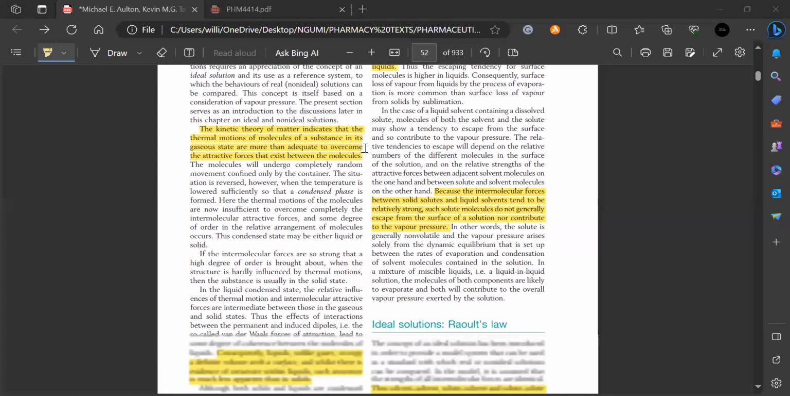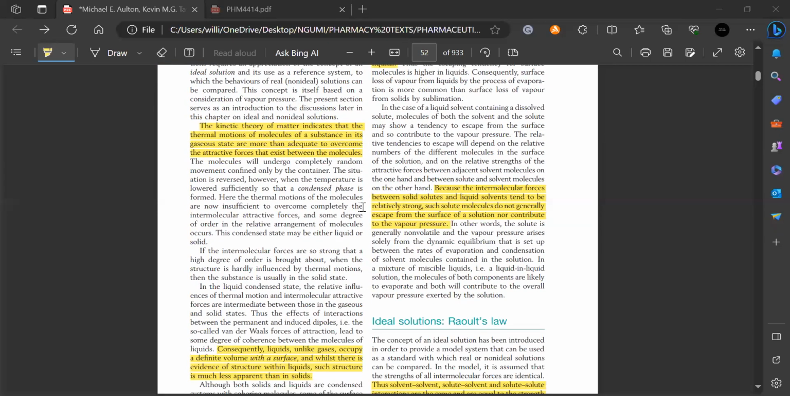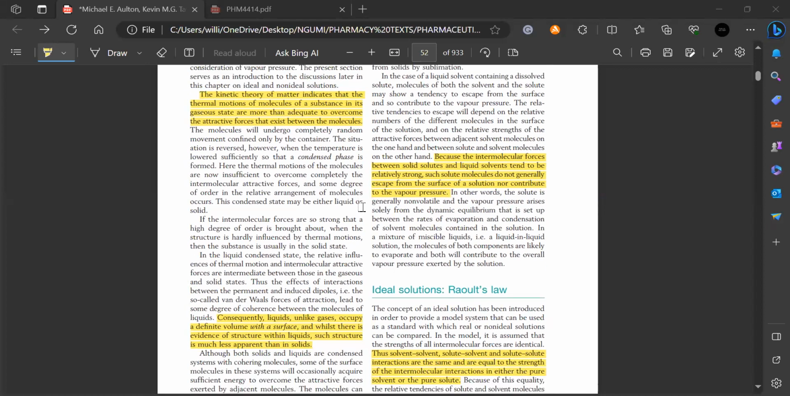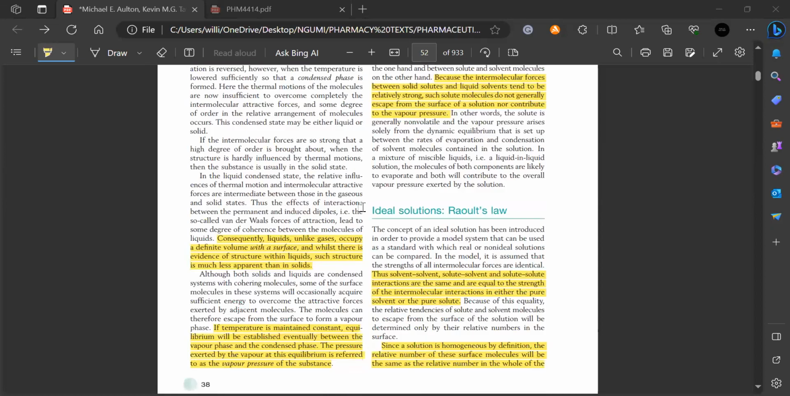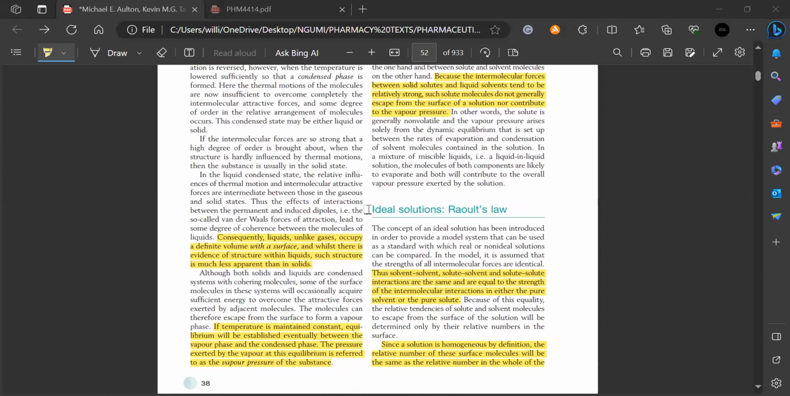And because the intermolecular forces between solid solutes and liquid solvents tend to be relatively strong, such solid molecules do not generally escape from the surface of a solution nor contribute to the vapor pressure. So I think all that is self-explanatory, but if anyone has a question, please feel free.